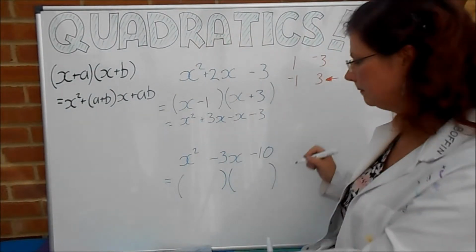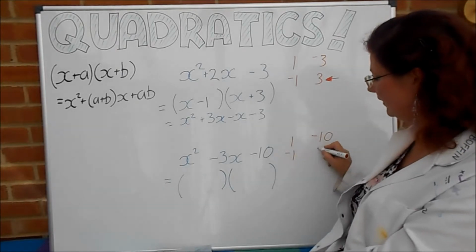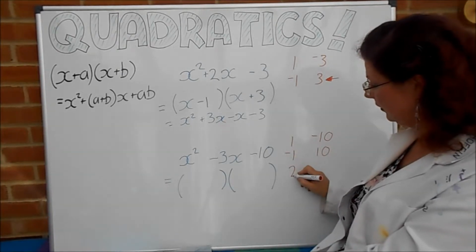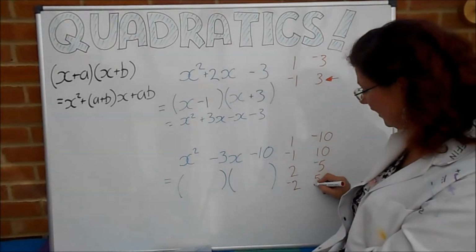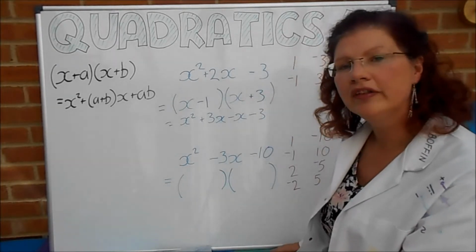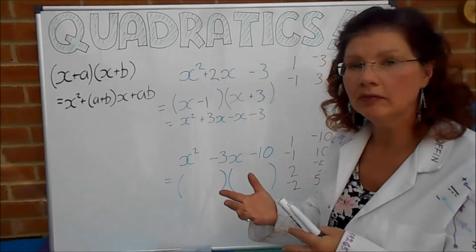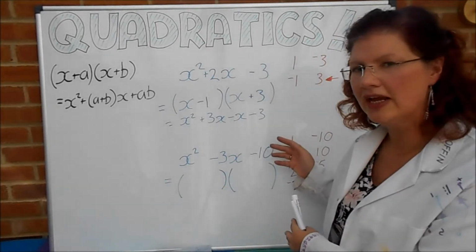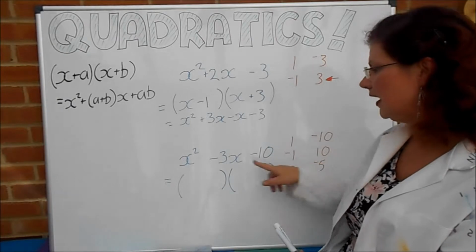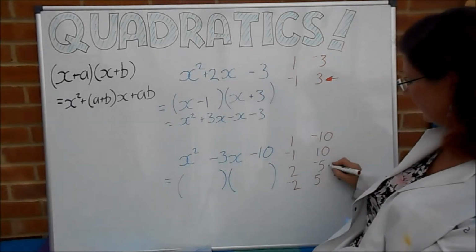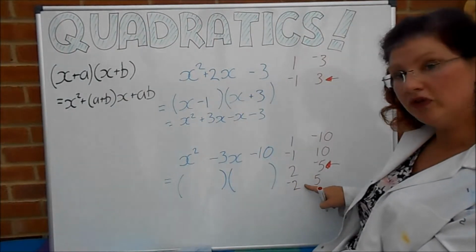We should have these. 1 times -10 or -1 times normal 10. 2 times -5, or the other way round, -2 times 5. Now hopefully some of these should start to jump out at you. 1s and 10s make things like 9s and 11s. You can't make 3 out of 1s and 10s. However, you can make 3 out of 2s and 5s. So we're looking at these here, and we want a -3, so we want that combination. If we'd wanted a +3, it would have been that one.